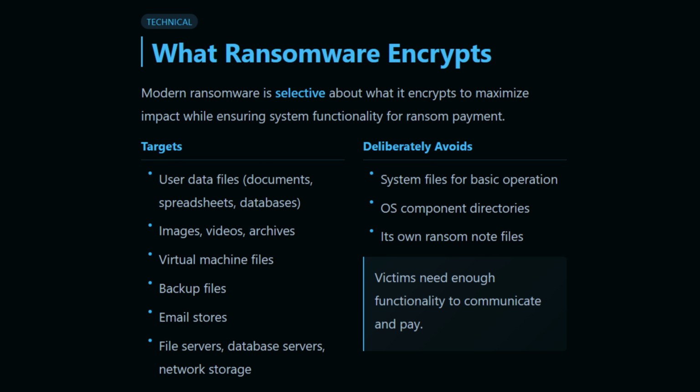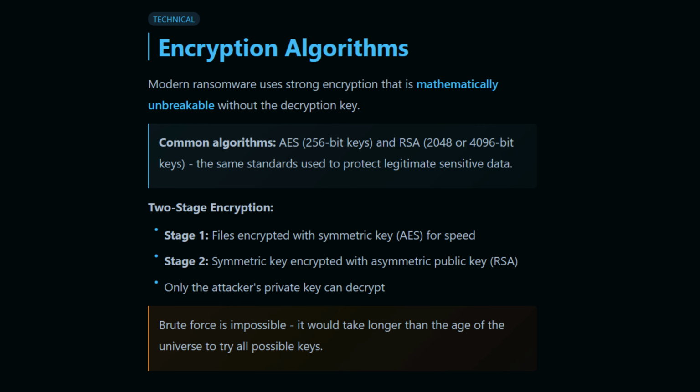Files are encrypted with a symmetric key, AES for speed. That symmetric key is then encrypted with an asymmetric public key, RSA. Only the corresponding private key, which the attacker controls, can decrypt the symmetric key and thus decrypt the files. This cryptographic approach ensures that even if victims capture the ransomware executable and reverse engineer it, they can't decrypt files without the attacker's private key. The encryption is genuinely unbreakable through brute force.